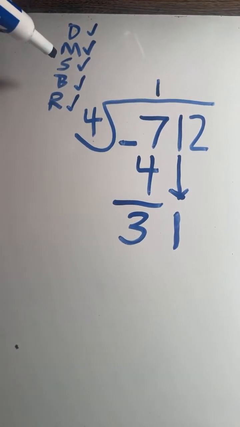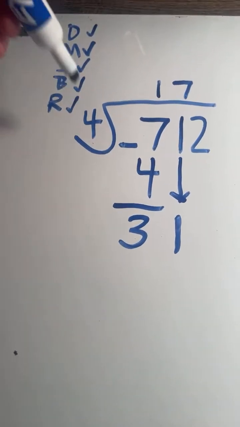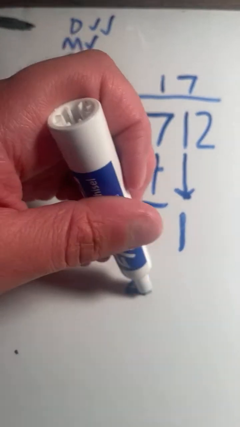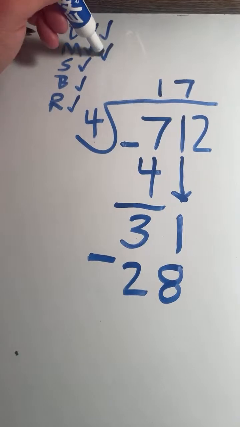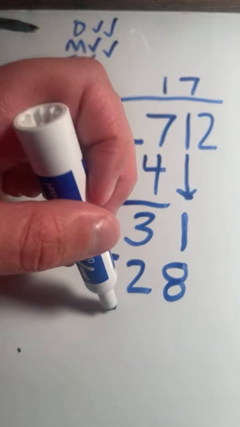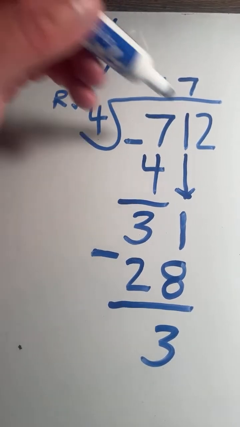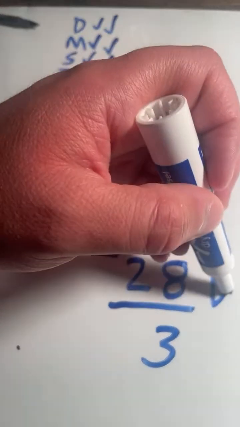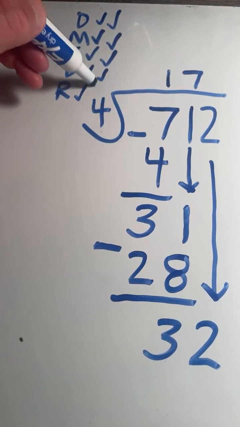31 divided by 4 equals 7. 7 times 4 equals 28. 31 minus 28 equals 3. Next, we bring down the 2. The 3 becomes 32. And we repeat.